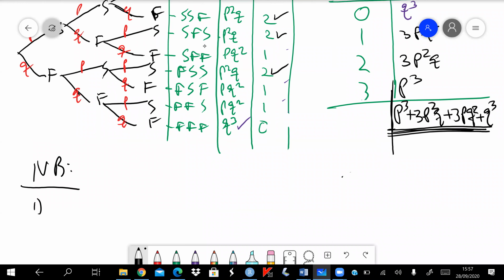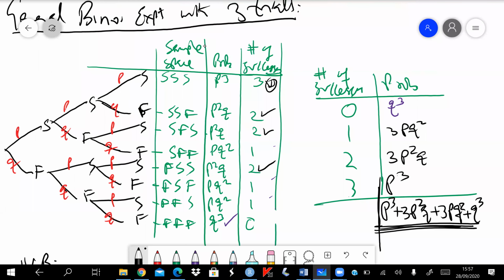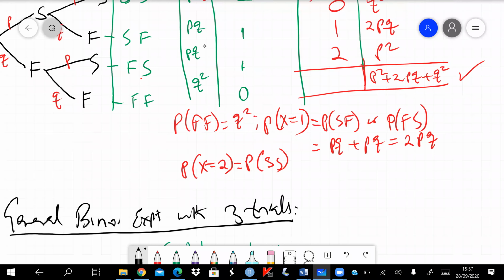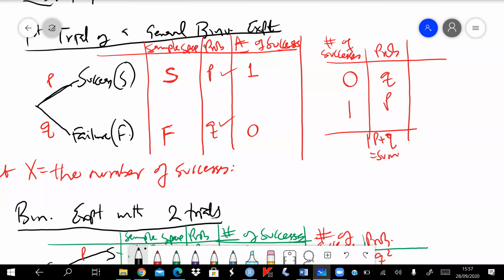If you take P plus Q and raise it to power 1, what do you get? If you take P plus Q, you raise that one to power 1, what do you do when you expand that? You get P plus Q, just like what we have up here.